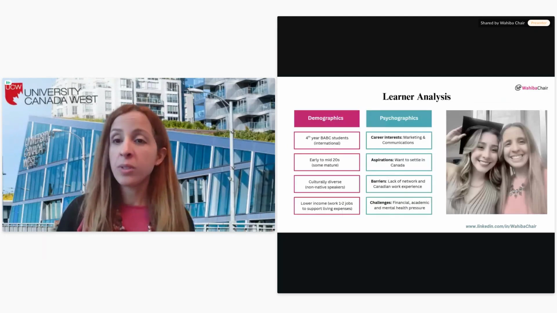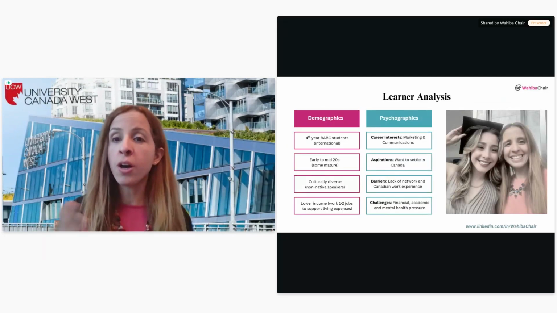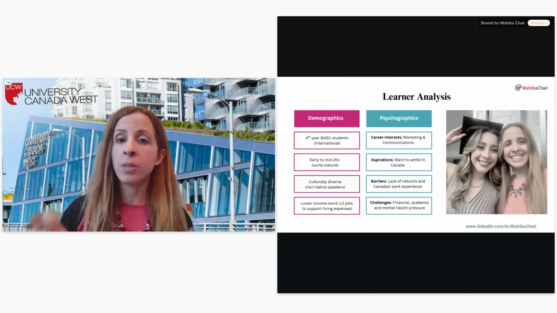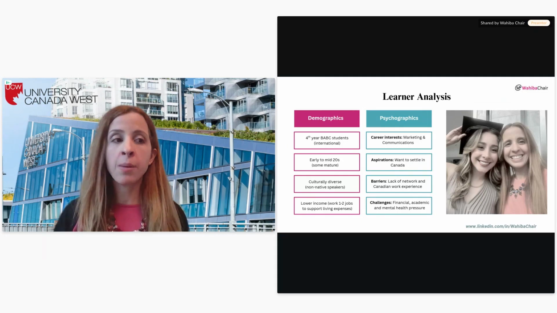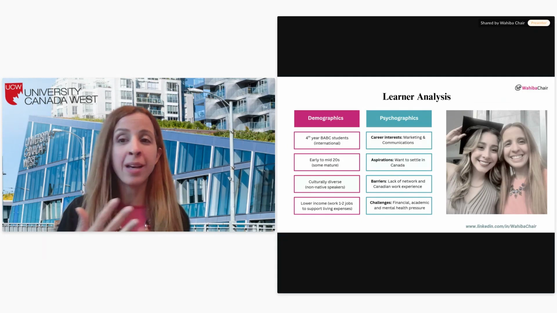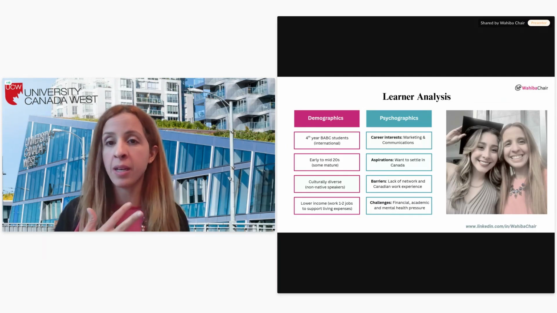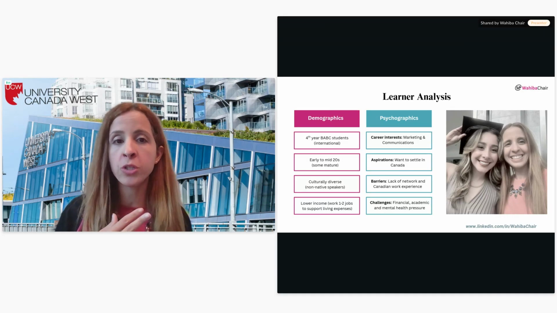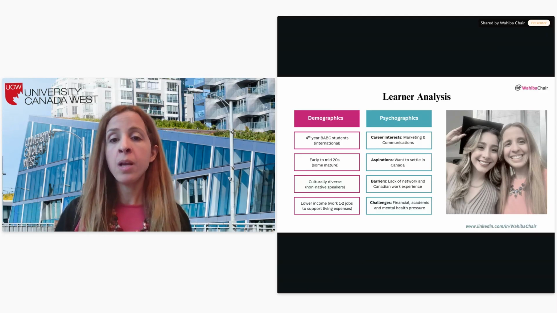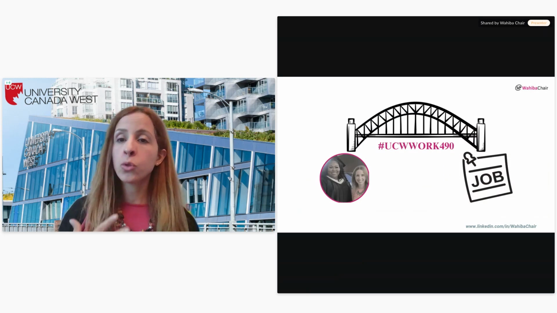Ultimately, you can come up with something like this, which is an audience or learner analysis that includes, again, the demographics, but also the psychographics. For us, we knew that our students' barriers to getting a job was mostly lack of experience and Canadian work experience and network. And some of their challenges included really the financial pressure they were dealing with, the academic pressure, and of course, a lot of the mental health pressure and challenges that all students go through. So ultimately, we wanted this course to act as a bridge, helping to propel students from school to the workplace.